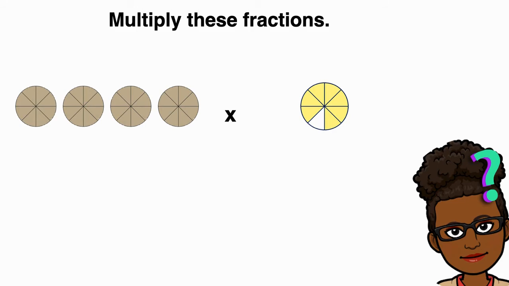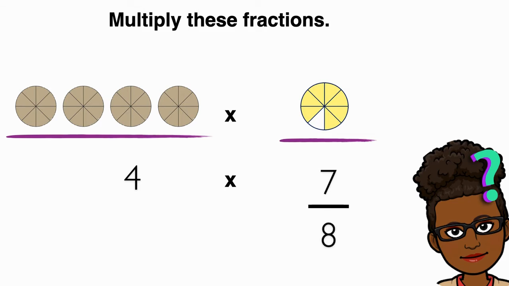Let's take a look at this. Multiply these fractions. I'm sure you remember this from our last lesson. Remember, in order to multiply these fractions, we must first identify the fraction represented by the model shown. Let's look at our first grouping. That represents the number 4. Why? Because there are 4 whole fraction models shaded. So 4 is our whole number. Let's look at now our next model. What fraction is represented by that model? You guessed it, 7 out of 8. 7/8.